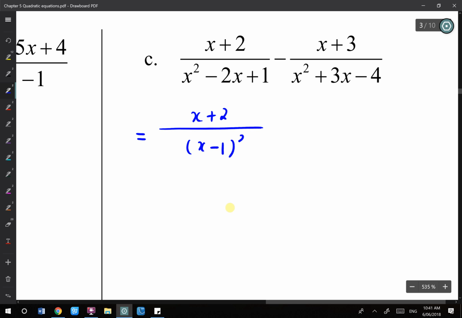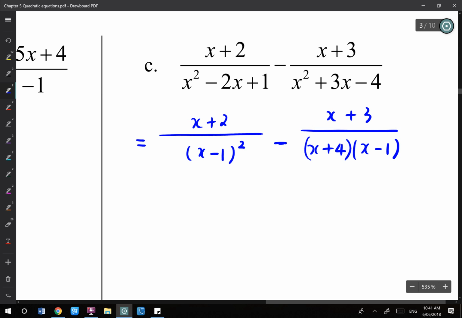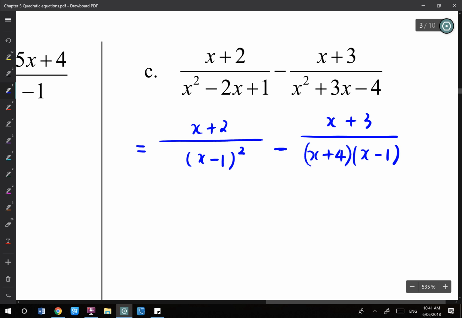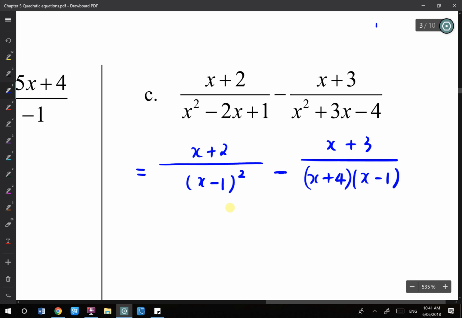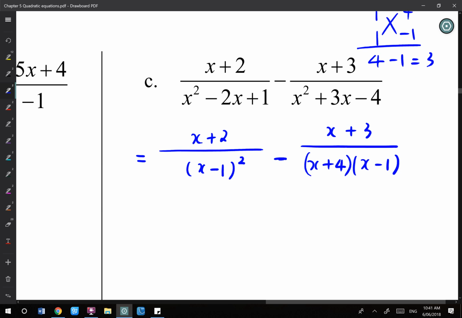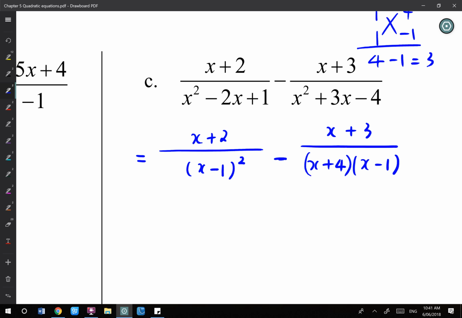I have x minus 1 squared for the first one, and x squared plus 3x minus 4 on the bottom of the second. If you try to factorize it, you will have x plus 4 and x minus 1. Because 4 and minus 1 give you a 3. Or if you have any other method, you can use your own method. So the bottom will be factorized to x plus 4 and x minus 1.